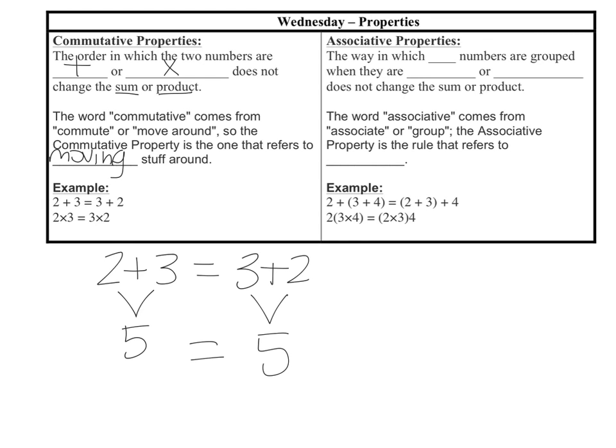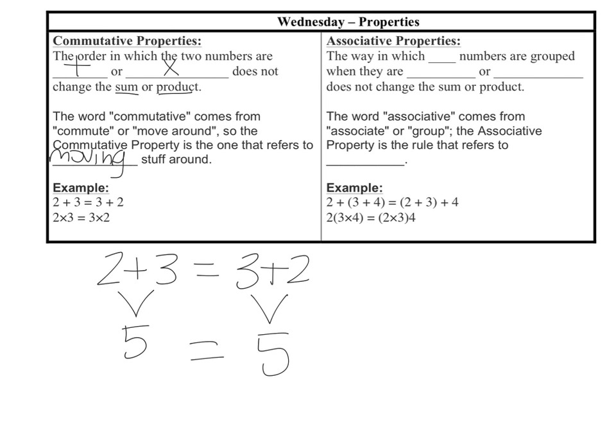So 5 equals 5. And you can think that you commute to school every day, either on the school bus or having your parents drive you to school. So you're just moving around from your home to school and back and forth, but it's the same route. So think of it as the same thing. So 2 plus 3, 3 plus 2, it will give you the same answer, the same sum.